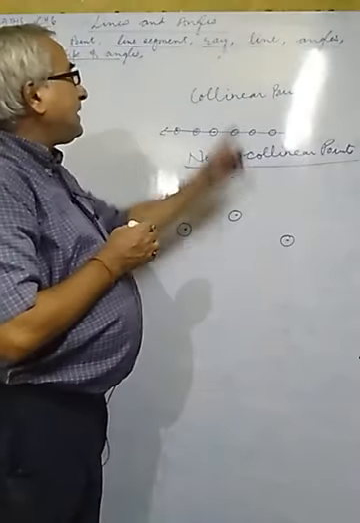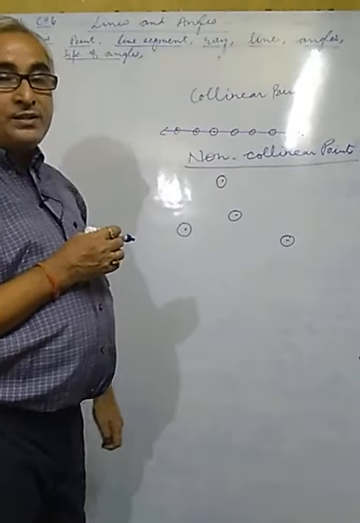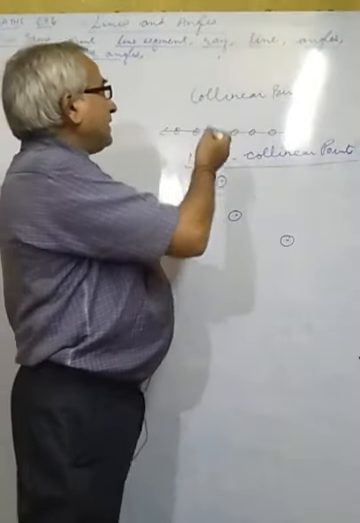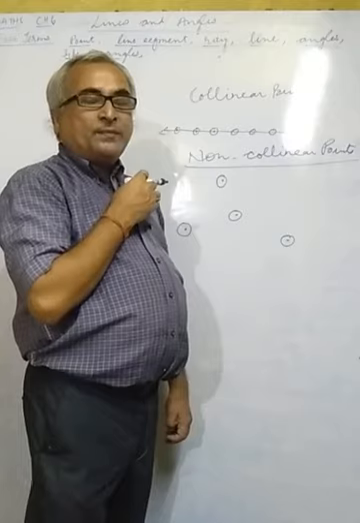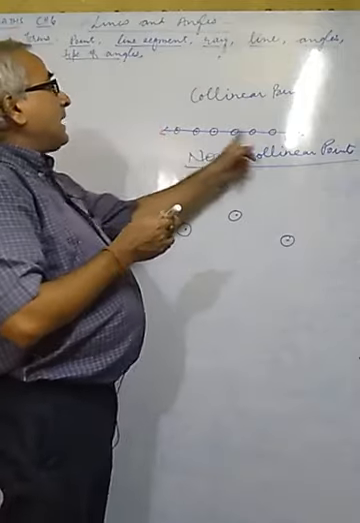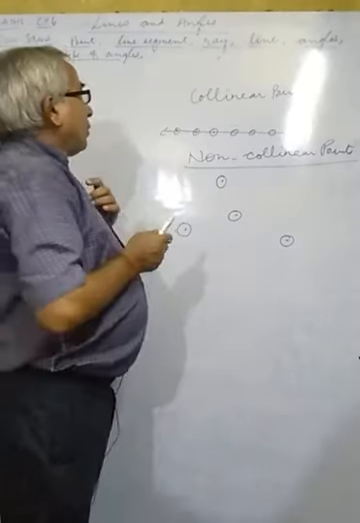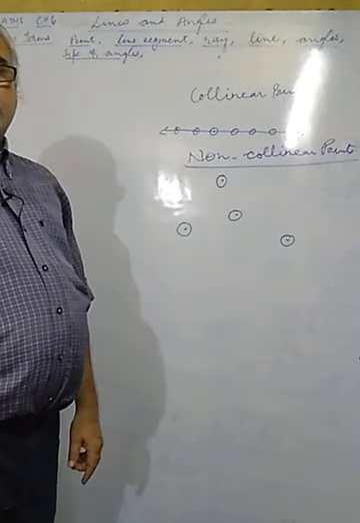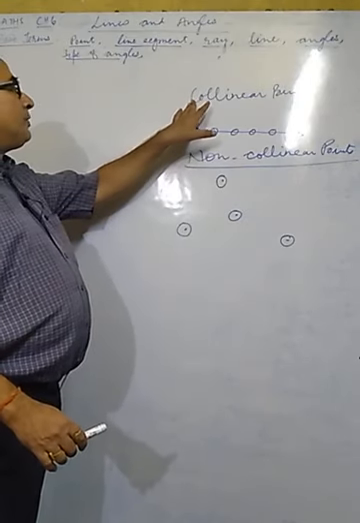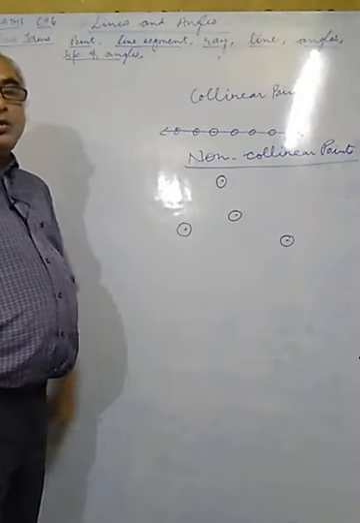In this way, we can differentiate between collinear points and non-collinear points. It is very simple to differentiate between these two. How can we differentiate? You may mark here. If all those points are lying on a straight line, these points are known as collinear points. In this way, we can see the difference between collinear points and non-collinear points. With the help of the figure, you can differentiate yourself.